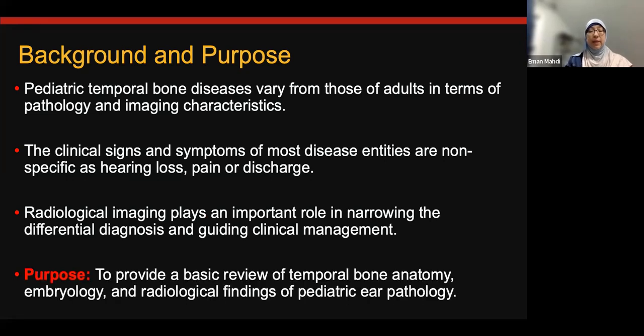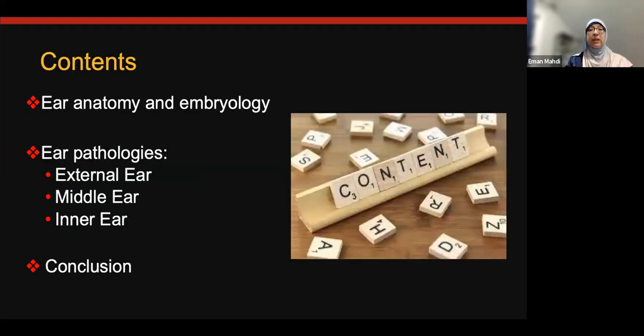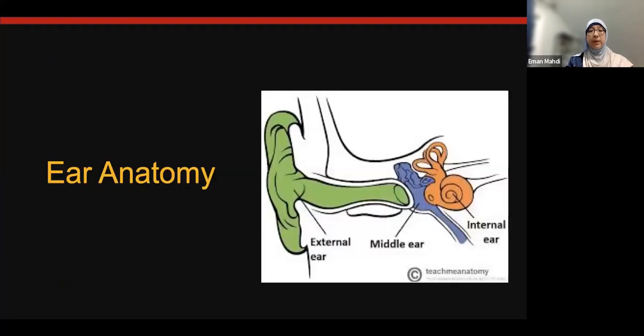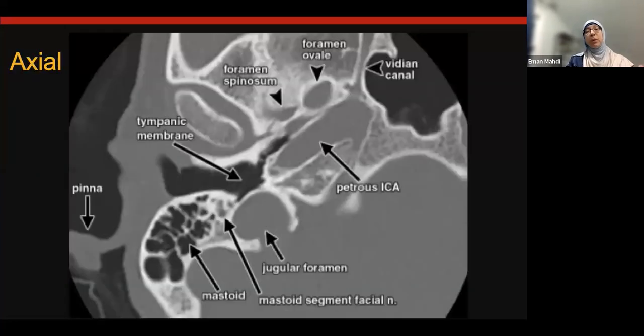The first talk of today will be a review of the basic temporal bone anatomy, talk briefly about the embryology and the radiological findings for pediatric ear pathology. This will be the content for today. So starting with the anatomy, when we do the temporal bone, we have the axial and the coronal high resolution cuts. Starting with some cuts through the axial, we'll review quickly the anatomy.